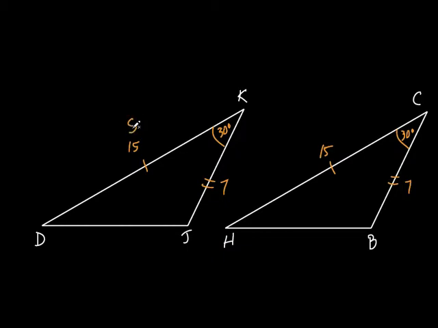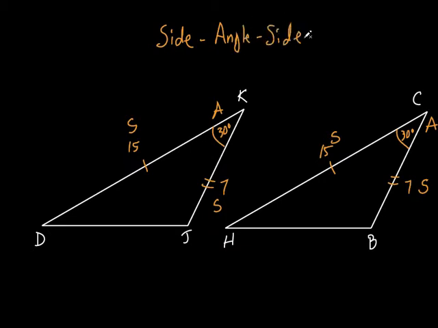Watch. This is a side. Listen, listen, listen. Don't pack up. Write this down. I've got a side, I've got an angle, and I've got another side. A side, an angle, and another side. So guess what I call this? I call it side, angle, what? Side. Now, I say side, angle, side, but I write what? SAS.